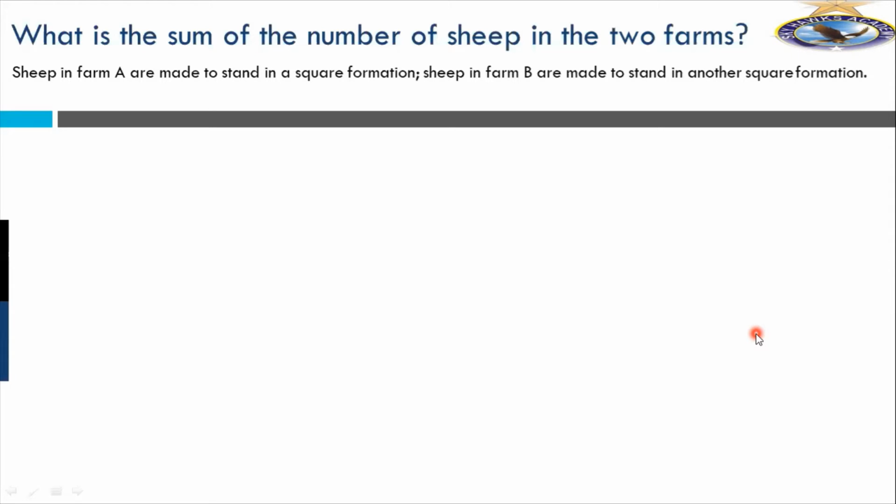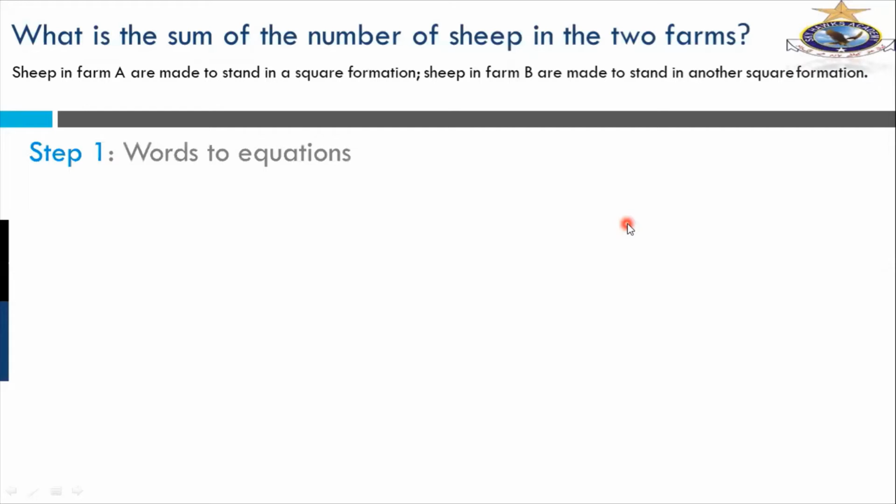The extra information is that sheep in farm A are made to stand in a square formation. Sheep in farm B are made to stand in another square formation. So some geometrical figures, some mathematical formation is there. So we'll just have to translate these things into pure mathematics. Let's see what that is.